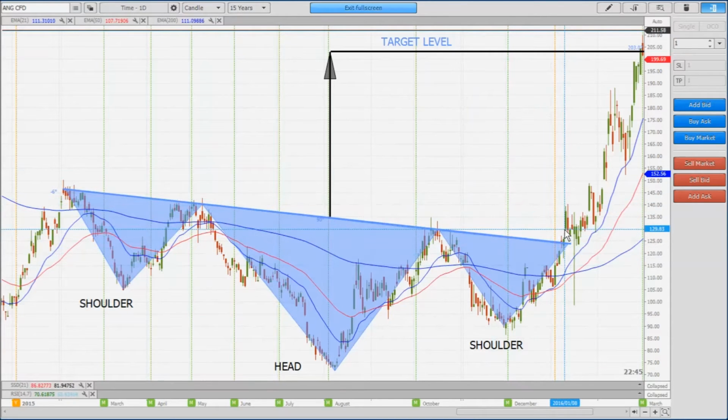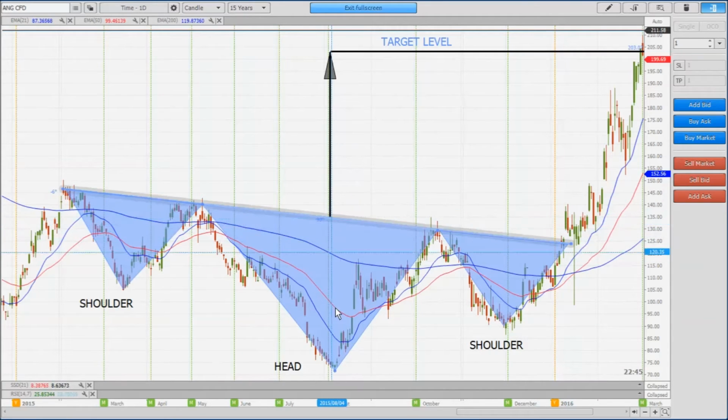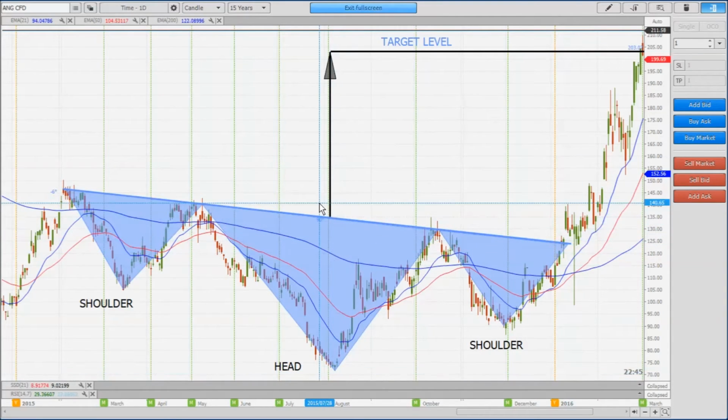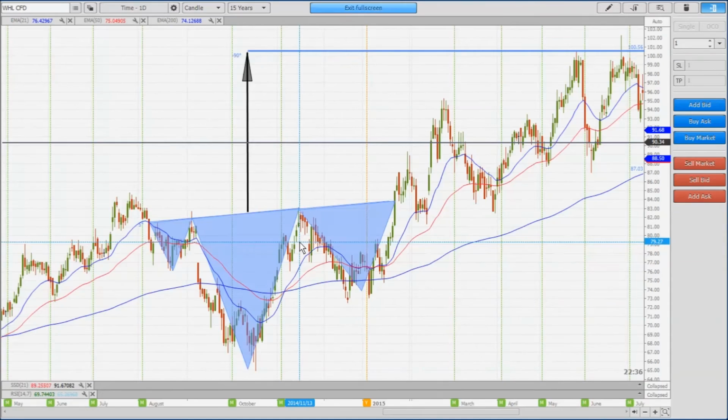and broke above. Now, at this point, the target would have been triggered, like with the head and shoulders, where you take the distance from the head to the neckline and add it to the neckline. And as you can see, this method worked out very well.